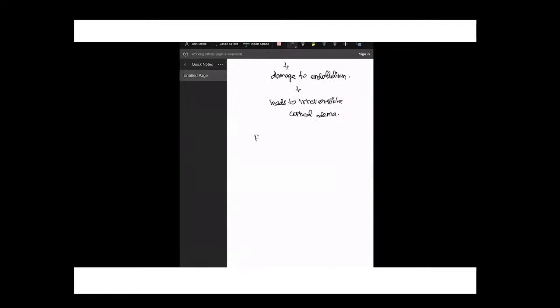The endothelial cells present here are counted with the help of a peculiar important microscope called a specular microscope. So these are a few points about the anatomy of the cornea.